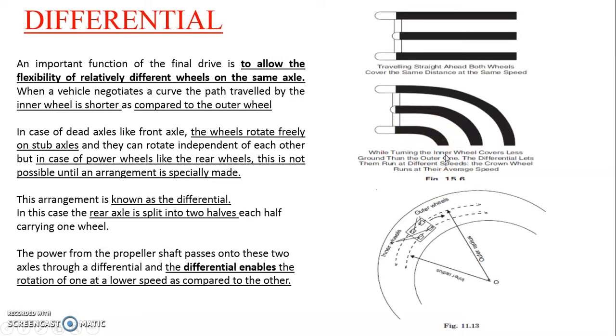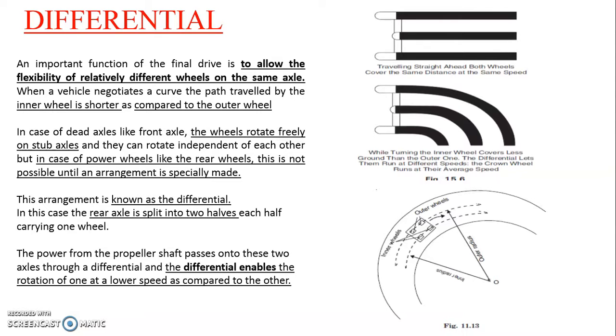At that time, the front wheels rotate freely on stub axles, and they can rotate independently of each other. But for the rear wheels, or wherever there are power wheels like rear wheels, it is not possible. That's why you have to make a different arrangement, and that arrangement is known as the differential.